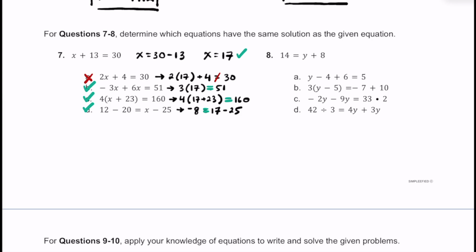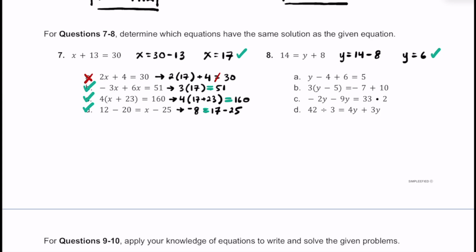For number 8, we have 14 is equal to y plus 8. So let's go ahead and solve this. If y plus 8 is equal to 14, then that must mean that y should be equal to 14 minus 8. All right, so that's another way to think about it. So that means y should be equal to 6 here. So this is the solution that we know to be true for that first equation. Our goal is to see which one of these choices or equations has the same solution.